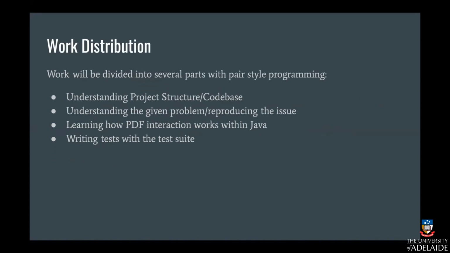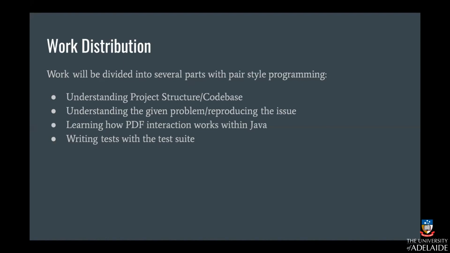So we're going to be dividing it into several parts with some pair-style programming. Of course, this will be done asynchronously, so I'm hoping that we can have some documentation that we can pass between the pairs to work on these issues. So the first one is obviously understanding the project structure and code base, and that can then be reported to the rest of the group as well, and they can explain their findings.